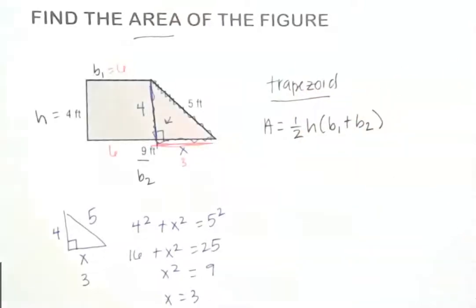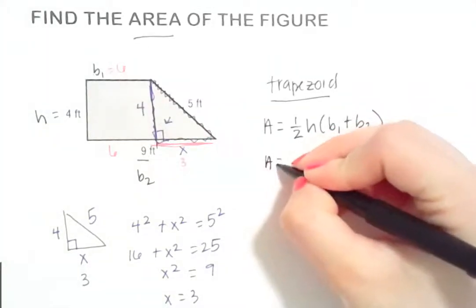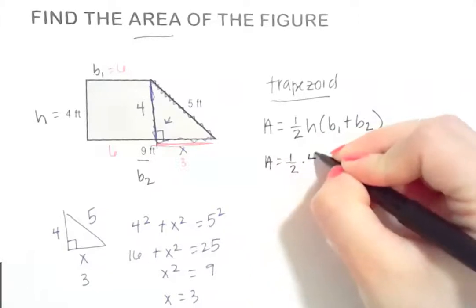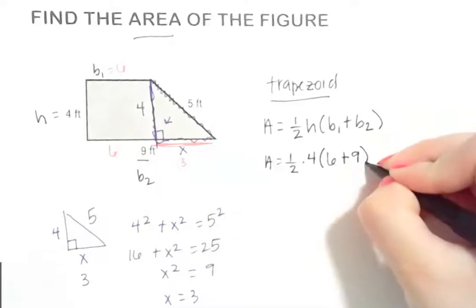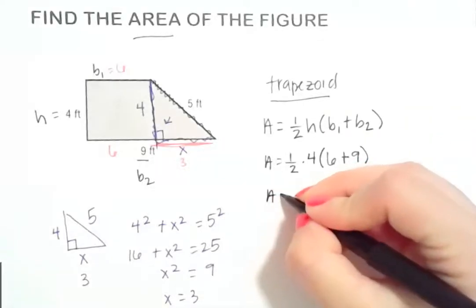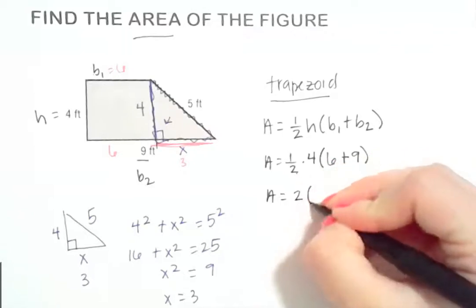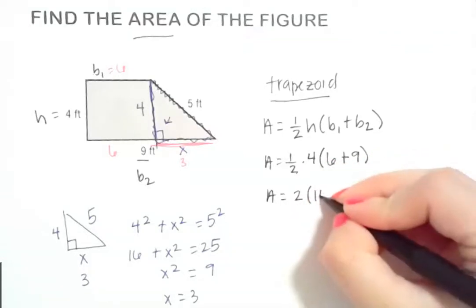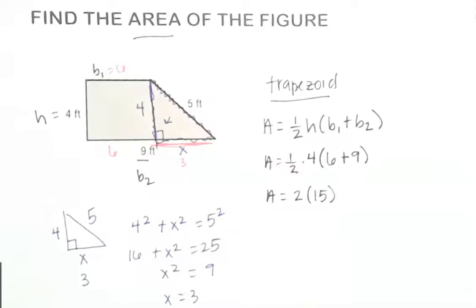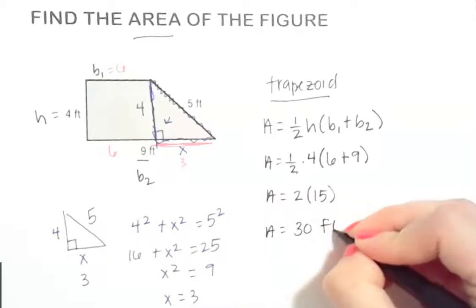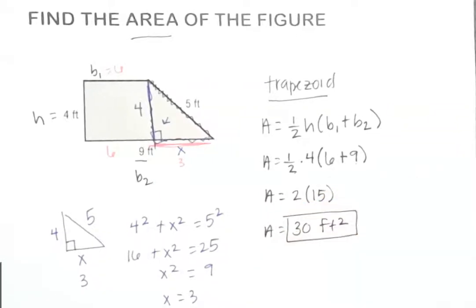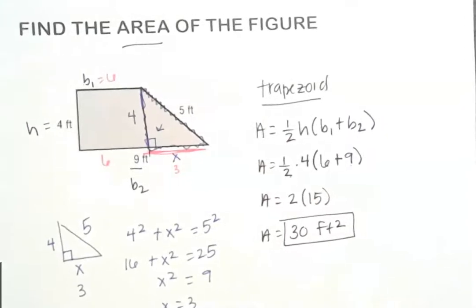Okay, so now I have all my pieces to plug into our formula. So we said our height is 4. Our base 1 is 6. Our base 2 is 9. Simplifying, half of 4 is 2. 6 plus 9 would be 15. 2 times 15 is 30. 30, and I do have units, feet squared. Perfect. Good work, team.